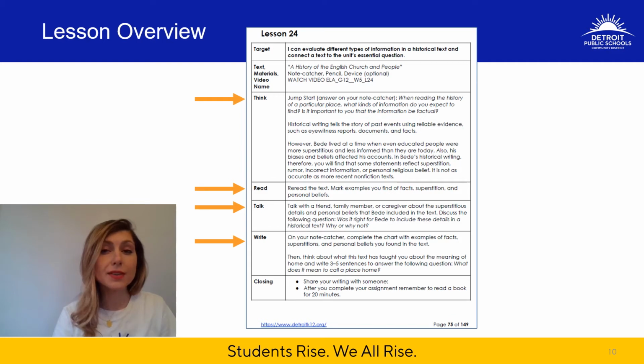As you reread, you'll see that not all of the details in the piece are facts. Remember, we knew this. You'll talk to someone about the revelation and whether it was right for Bede to include details that were not true in historical context. Finally, you'll write a response connecting this text to the essential question of the unit: what does it mean to call a place home? This is a culminating lesson, so let's get ourselves excited to share our learning and to arrive at some pretty solid conclusions.